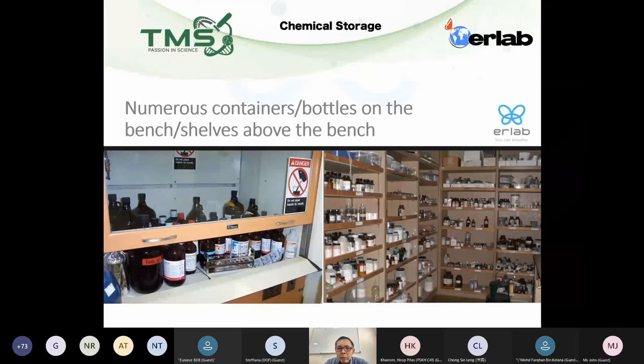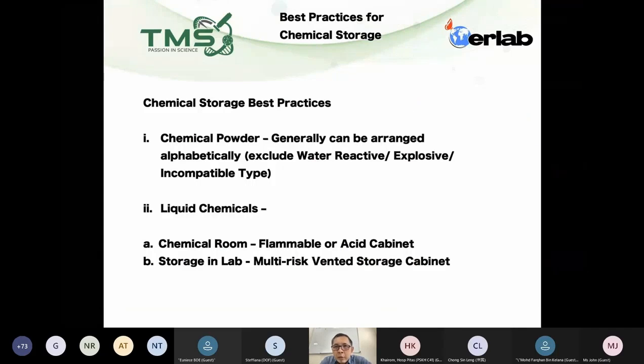We also observe many people put liquid chemicals on the shelf like this as well, okay? I will explain why you shouldn't put liquid on the open bench, right? I tried to give you one reference method. There's more than one method of chemical segregation in the market.